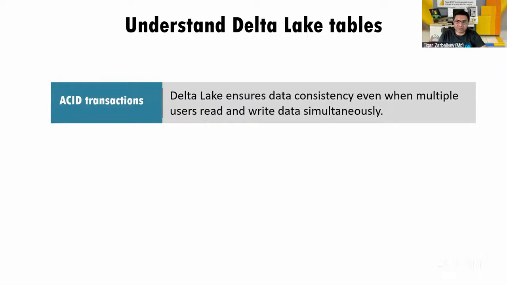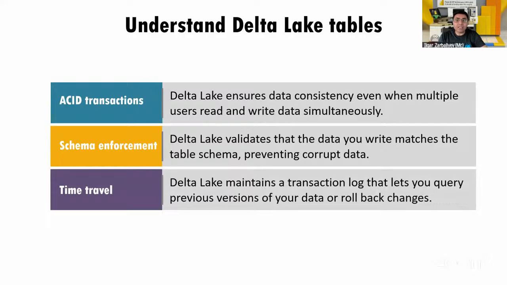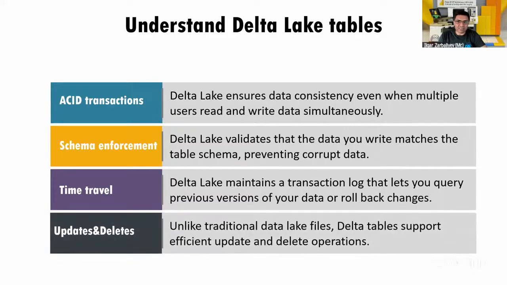First is ACID transactions. These transactions keep data consistent even with concurrent reads and writes. Schema enforcement prevents bad or mismatched data. Time travel allows you to query or restore previous versions. Efficient updates and deletes, unlike traditional lake files. So these are the benefits of Delta Lake tables. A Delta table is made up of Parquet files plus a transaction log that records every change. And this design supports both batch and streaming workloads using the same trusted data.